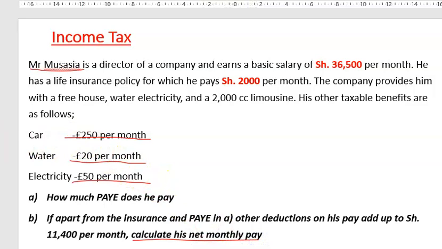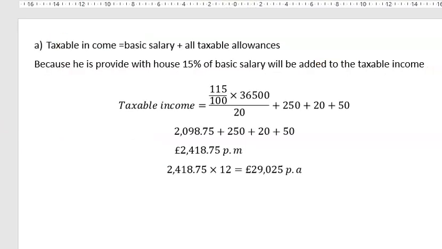Now, to go on with that question, the first thing that I'm going to do is to work out what we refer to in this case as the taxable income. Remember, taxable income for this case is the basic salary plus all taxable allowances. Back in your mind, I want you to note that there are those allowances that are not taxable. So those allowances are not part of the taxable income. So you should take the basic salary plus all taxable allowances to get what we call the taxable income.